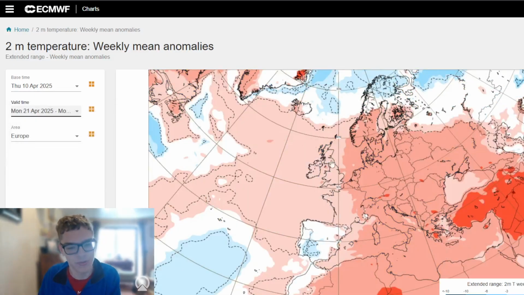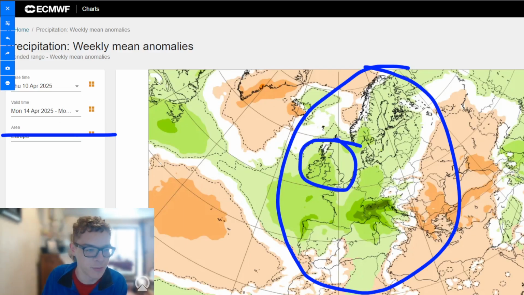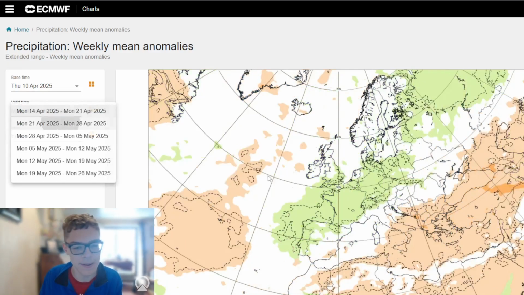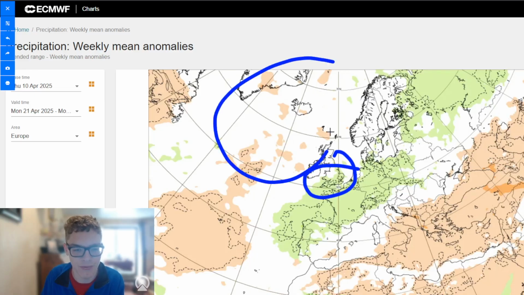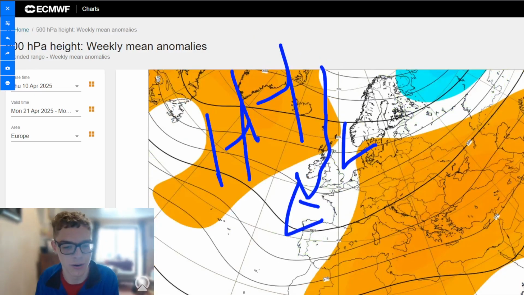Temperature anomalies, still above average. Half a degree to 1 degree above average. And the precipitation I expect to dry out a little bit. And it is. Still slightly wetter than average for the south. Most areas are near normal, drier than average with that blocking feature to the north.